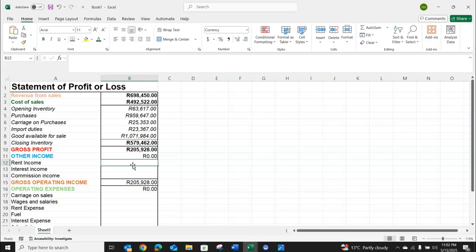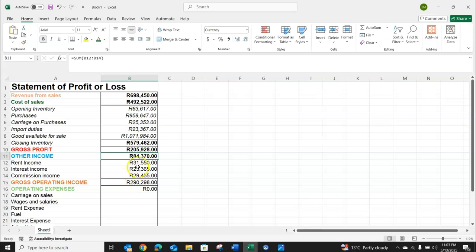Right, so for our rent income, we have 31,550, and then you also have 23,365, as well as 29,455. Right, and then we box this, and then you should get an answer here. So the total for our other income is 84,370.